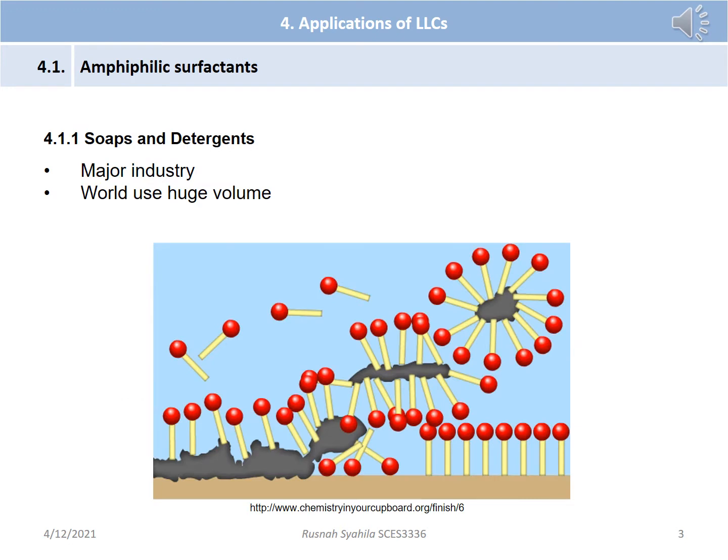The first type of mesogen that we'll discuss is the amphiphilic. Amphiphilic surfactants are used in soaps and detergents. This is a major industry and the whole world uses a huge volume of it. Soaps and detergents have molecules with one side that prefers water, hydrophilic, and another side that prefers oils and fats, hydrophobic. The hydrophilic side attaches to water molecules, and the hydrophobic side attaches to oil or dirt molecules. This action allows the oil droplets to break up into smaller droplets, surrounded by water. These smaller droplets are no longer stuck to the material to be cleaned, and are washed away.